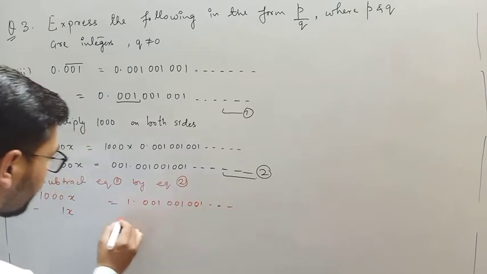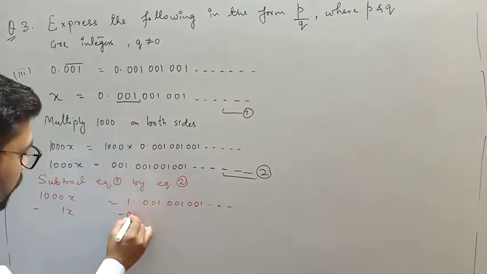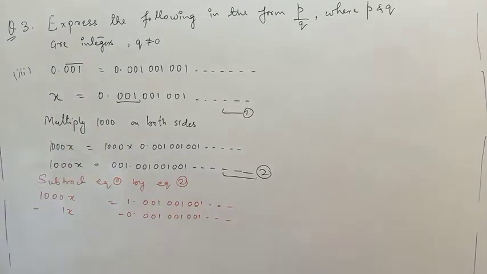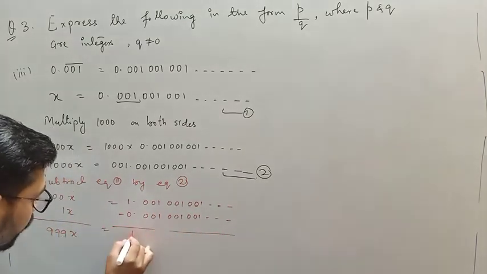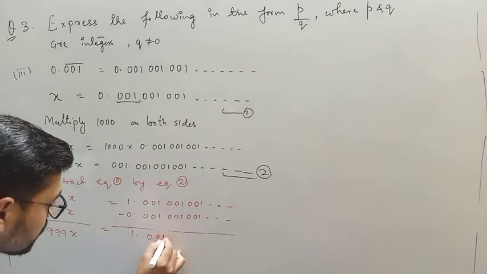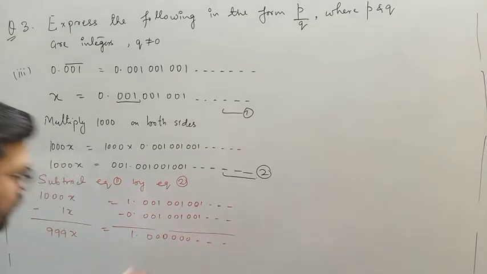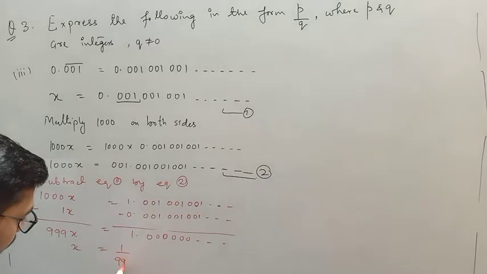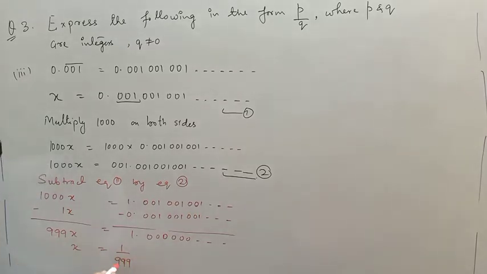1.001001001 minus 0.001001001. So 1000 minus 1 is 999, and here I'll get 1.00000 and so on. Any doubt in this? So can I write like this? x is equals to 1 upon 999. I just cross multiply 999 like this. So x is equals to 1 upon 999 is my answer.